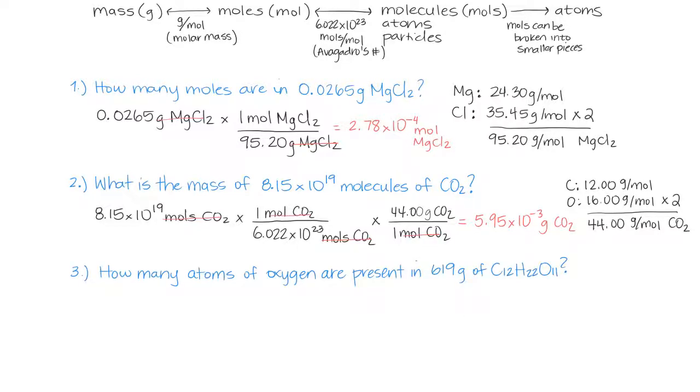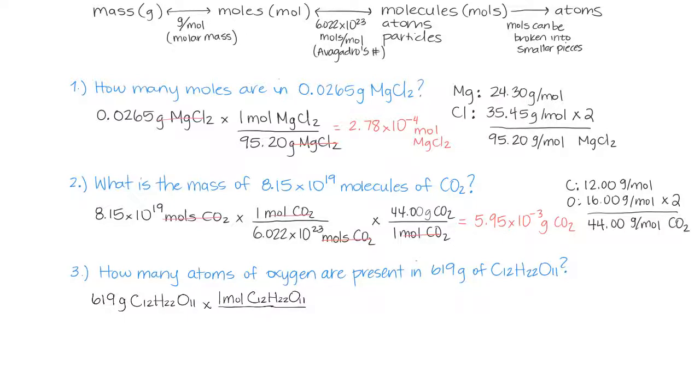Finally, how many atoms of oxygen are present in 619 grams of C12H22O11, which, by the way, is sucrose or table sugar? In order to convert from grams to atoms of oxygen, we have to first convert to moles, then to molecules, and then into atoms. So let's start with our 619 grams of C12H22O11. And in order to convert that into moles, we're going to need the molecular weight, which we can find using the periodic table.